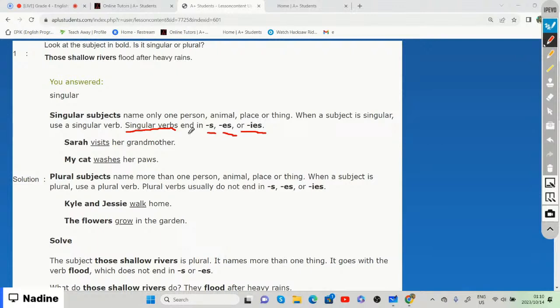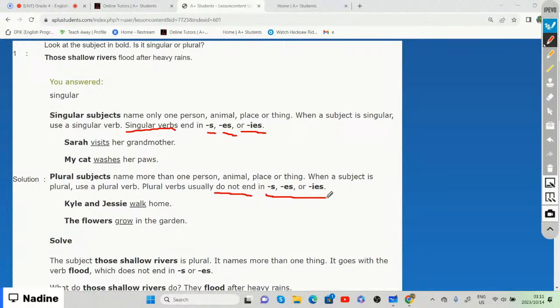And then we also have a plural subject, right? Plural subjects name more than one person, animal, place, or thing. And when a subject is plural, then we use a plural verb. And plural verbs usually do not end in s, es, or ies.